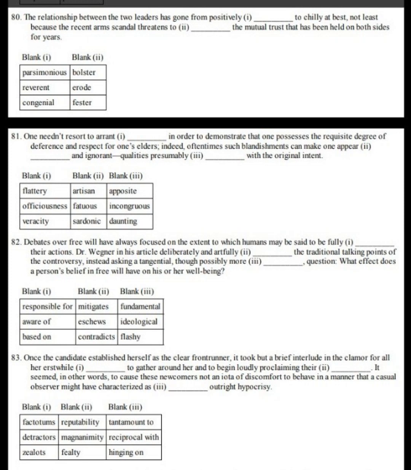82. Let's look at the words below. Blank 2, mitigate, reduce. Eschew, give up. And blank 3, ideological, based on a set of ideas and philosophy and all that. Flashy, showy. Debates over free will have always focused on the extent to which humans may be said to be fully blank their actions. Now, any of the first words fits. Actually, let us see what should fit.